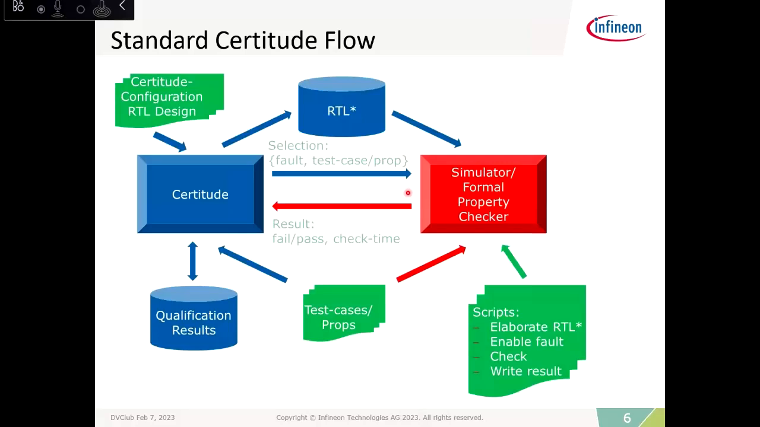Therefore, in order to reduce the numbers, Certitude has a heuristic for the selection of combinations, for example, taking into account nesting of sub-expressions. Each detection run in the verification tool returns a pass or a fail result, which is collected by Certitude in order to update the qualification status and also to decide upon the next pairings. Also, runtimes are used for this selection.